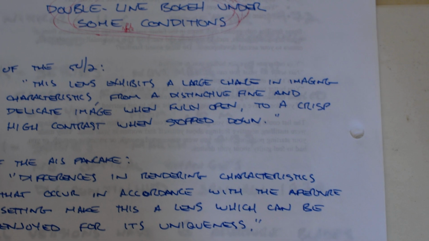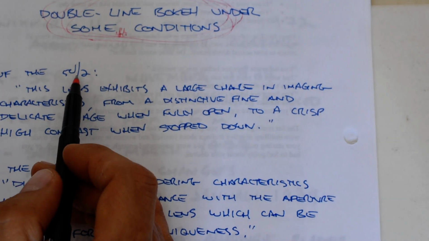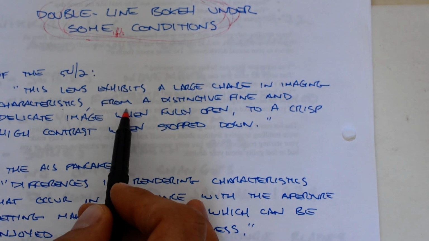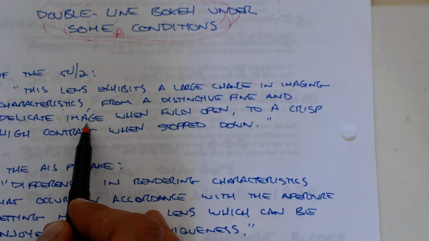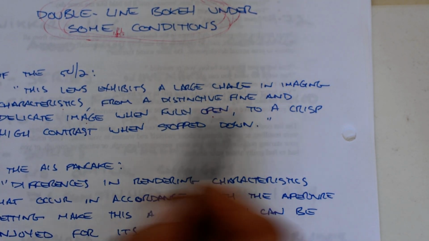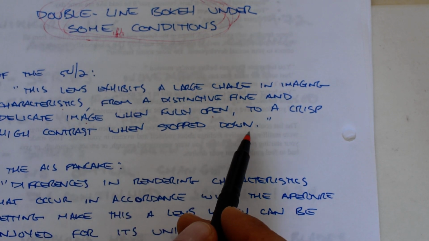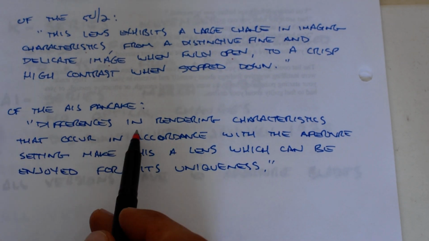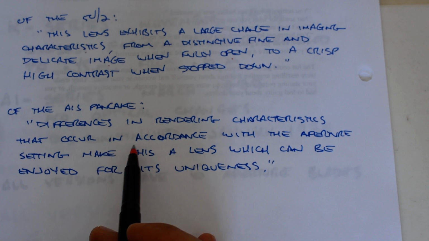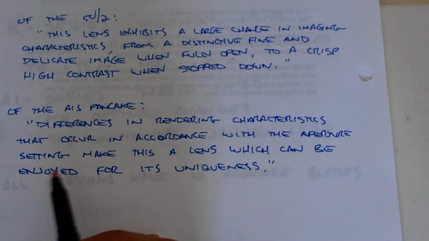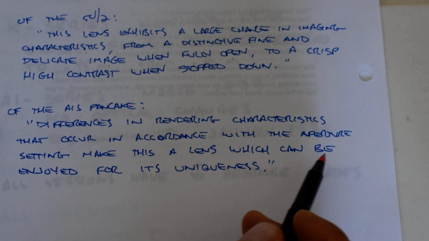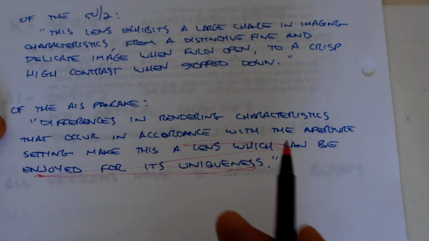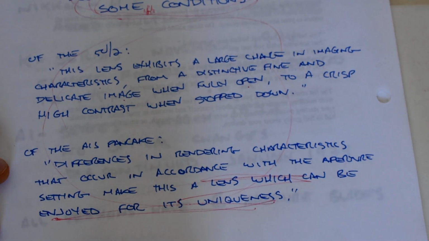Here are a couple of quotes which I'd like to end the video with. Of the 50mm f2, quote, "This lens exhibits a large change in imaging characteristics, from a distinctive, fine and delicate image when fully open to a crisp, high contrast when stopped down." Of the Ais Pancake, "Differences in rendering characteristics that occur in accordance with the aperture setting make this a lens which can be enjoyed for its uniqueness." And I really think that says it all. This is why we collect classic lenses.